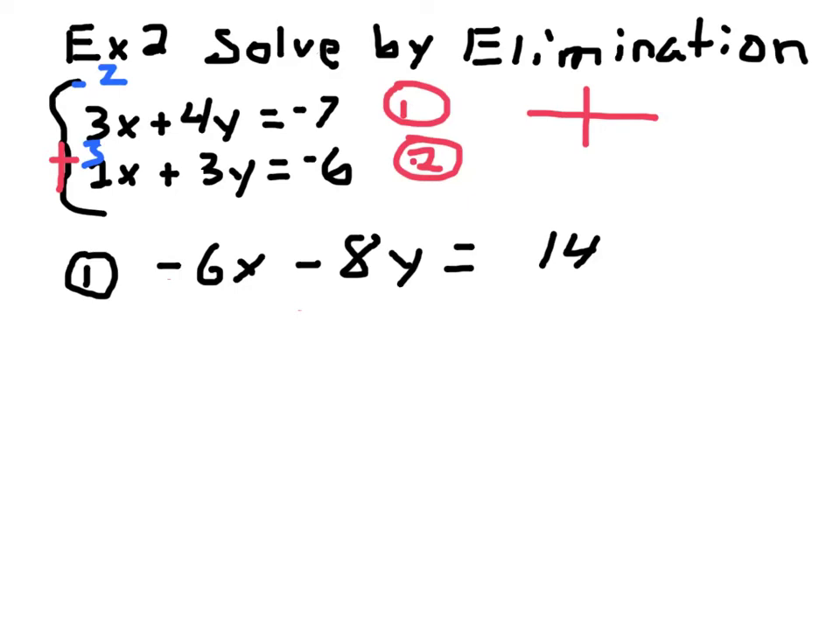Now I'm going to take the second equation and I'm going to multiply everything by 3. So 3 times 2x is 6x. 3 times 3y is a positive 9y.